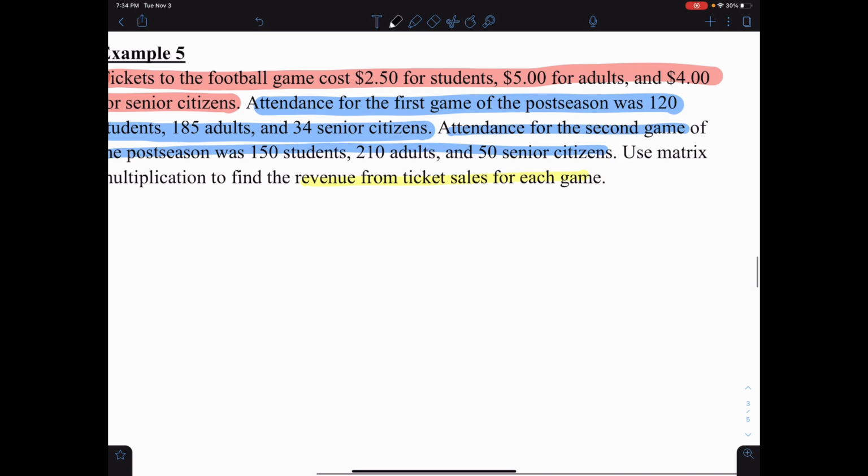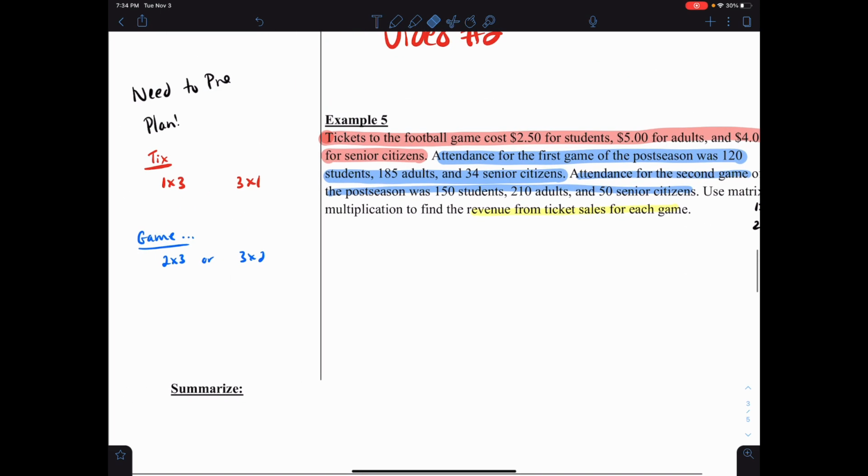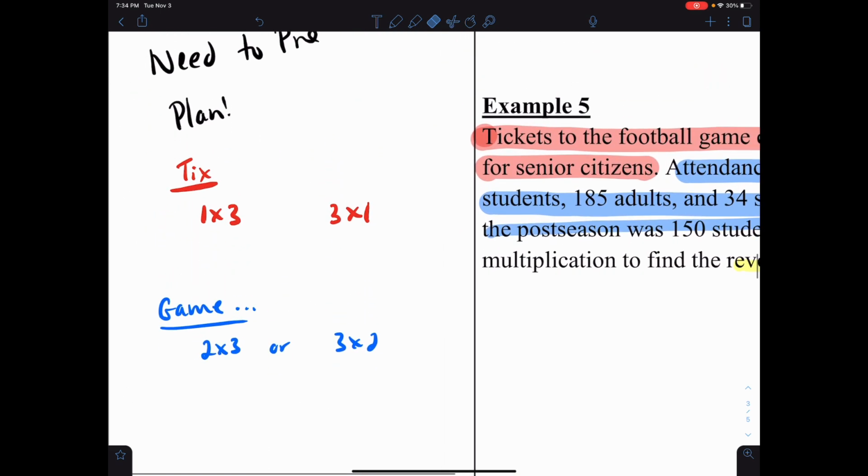If I'm supposed to find the revenue for the tickets from each game, well, there's 2 games, so I should find the money from game number 1 and game number 2. Or I could write it like this, right? I'm not exactly sure. So my answer matrix could either be a 1 by 2 or a 2 by 1. So when you approach word problems, you'll need to pre-plan. And then what you can do is start to look and eliminate options.